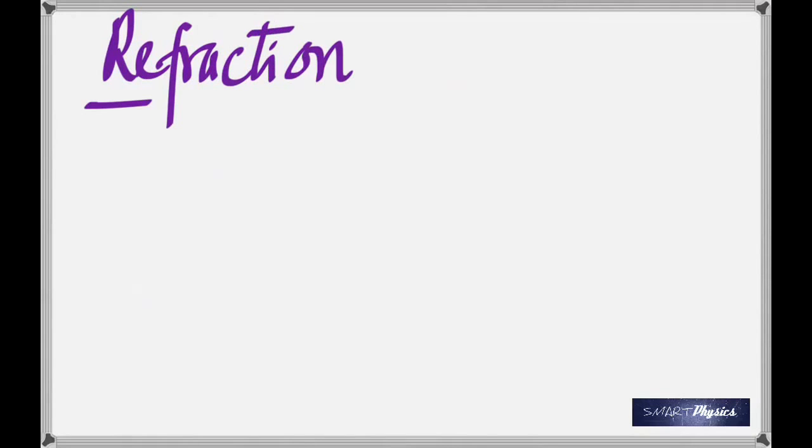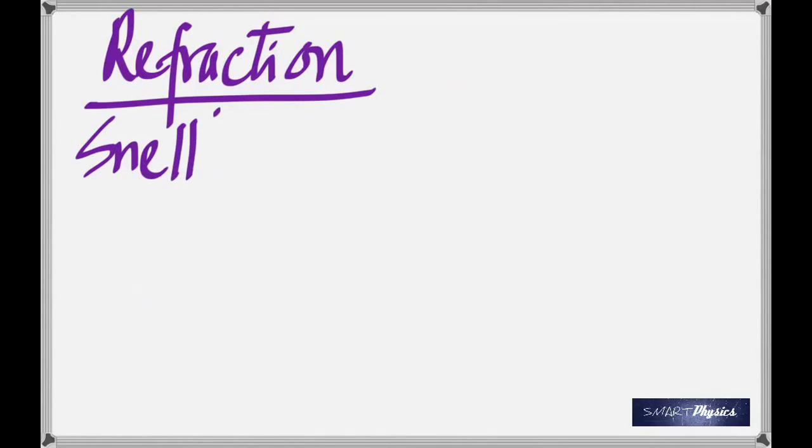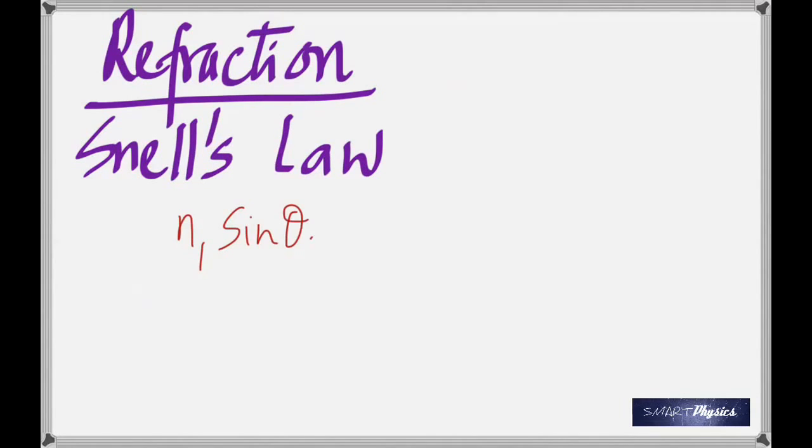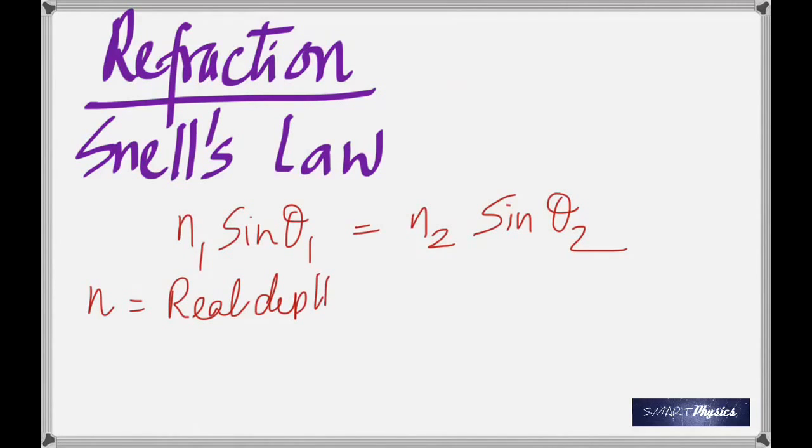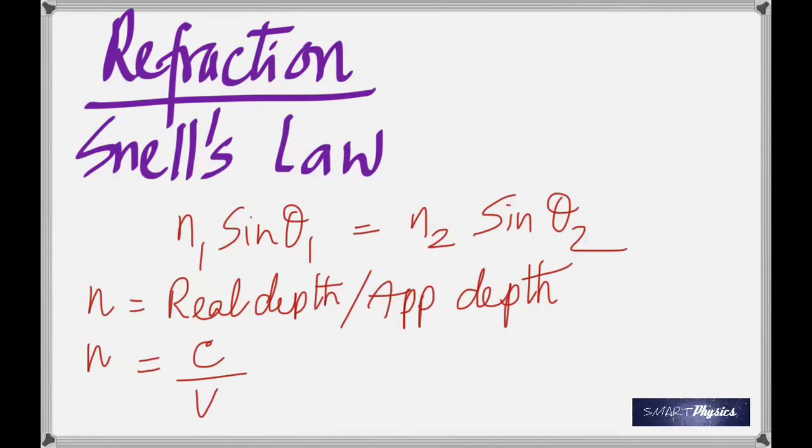Refraction: light bends when it passes from one material into another. That's called refraction. And it's governed by Snell's law, according to which n1 sin θ1 = n2 sin θ2. The refractive index can also be defined as real depth by apparent depth. It could also be defined as the speed of light in air divided by the speed of light in the material. So those are some of the ideas of refraction.